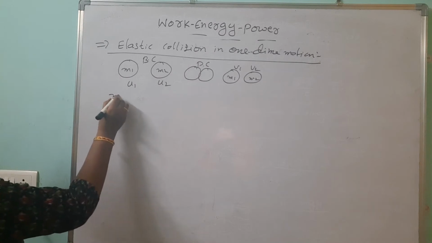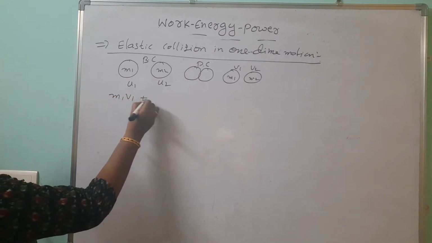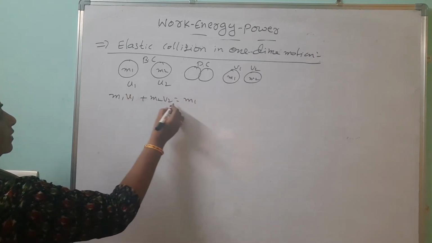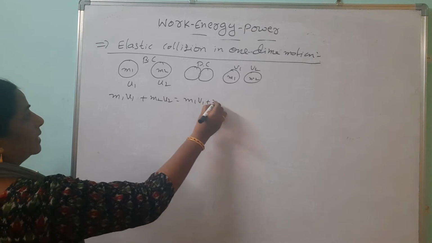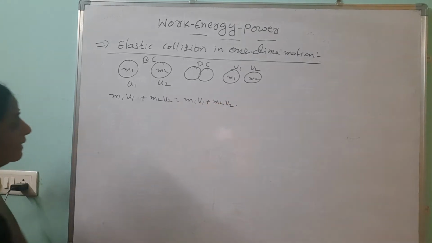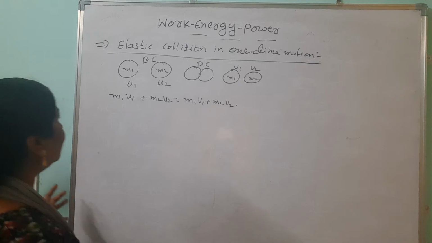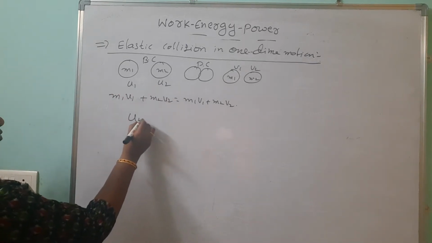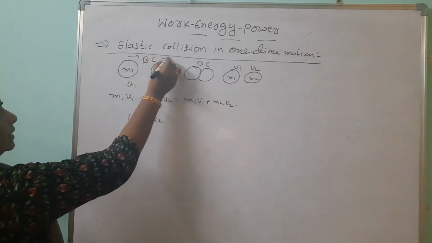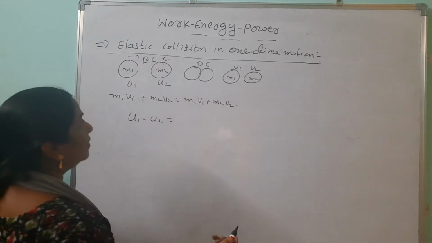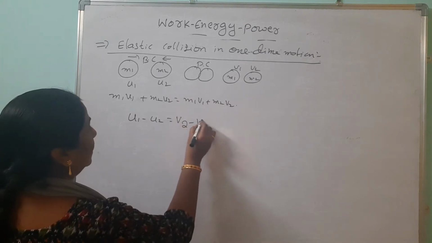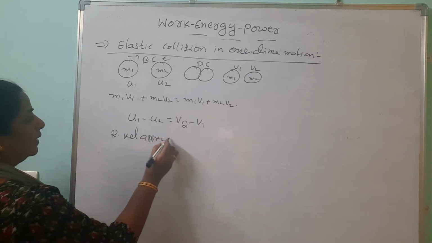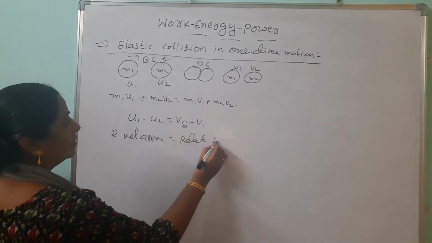Anyway, it follows the law of conservation of momentum, meaning m1 u1 plus m2 u2 equals m1 v1 plus m2 v2. Here you get the expression: relative velocity of approach equals relative velocity of separation. Relative velocity of approach means u1 minus u2, before collision both are coming like this, and it equals relative velocity of separation, which is v2 minus v1.